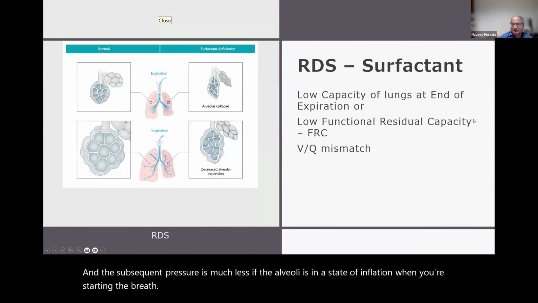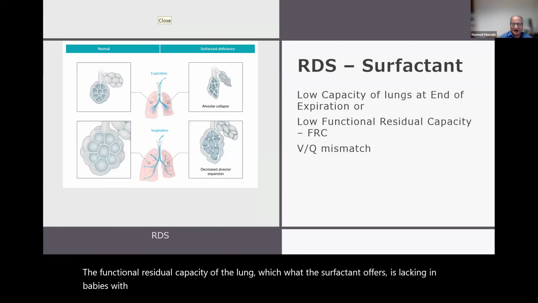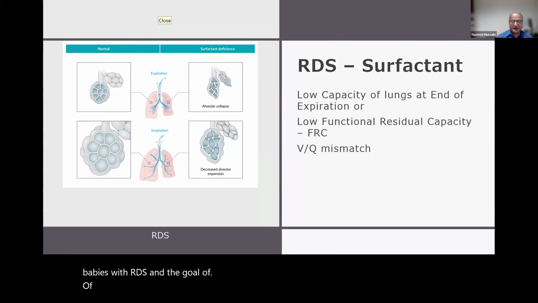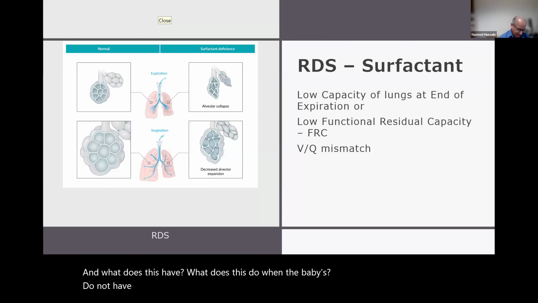So the functional residual capacity of the lung, which is what the surfactant offers, is lacking in babies with RDS. And the goal of treating RDS is to preserve functional residual capacity. And what does this do when the babies do not have the alveoli open at the end of expiration?